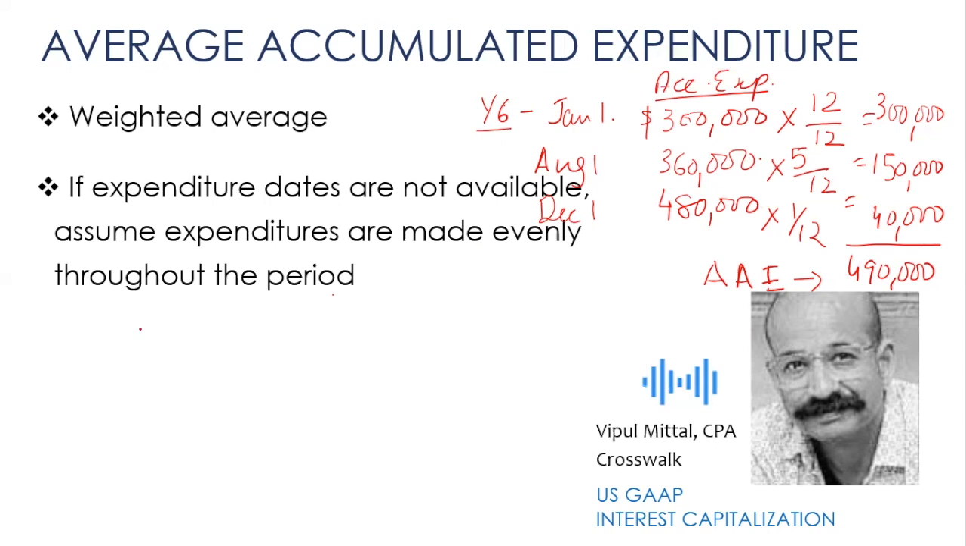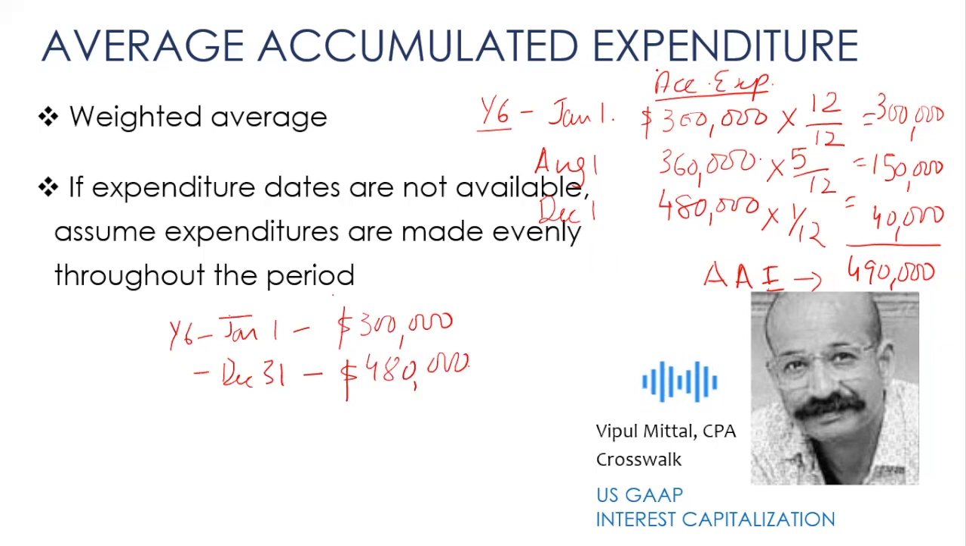So how do you calculate average accumulated expenditure? Suppose we do not know the dates. So year six, Jan 1, we know that it is $300,000. And on December 31st, it is $480,000. This is what we know. We do not know the exact dates. But we know beginning and ending accumulated expenditure balance.